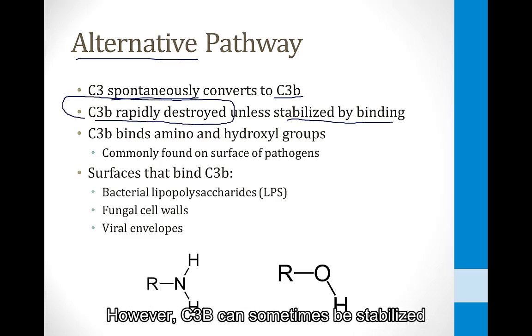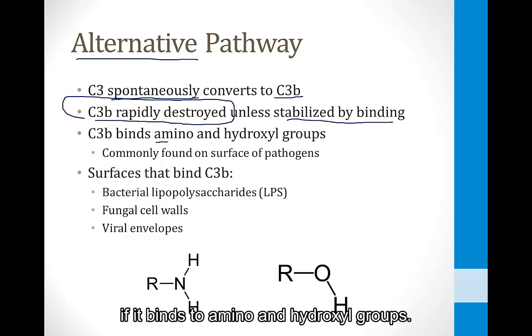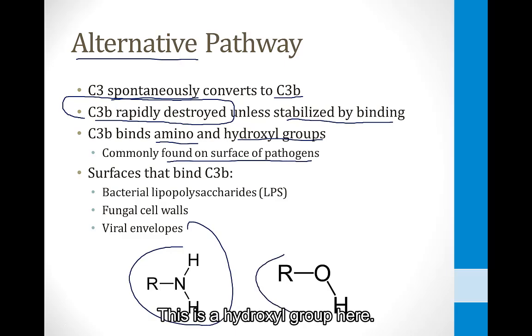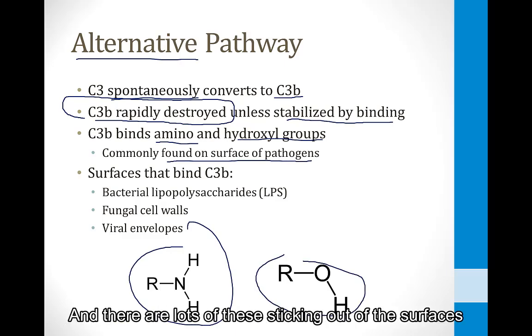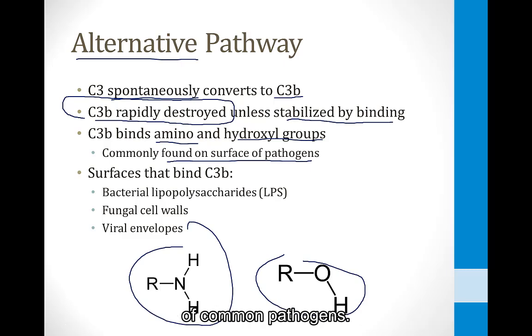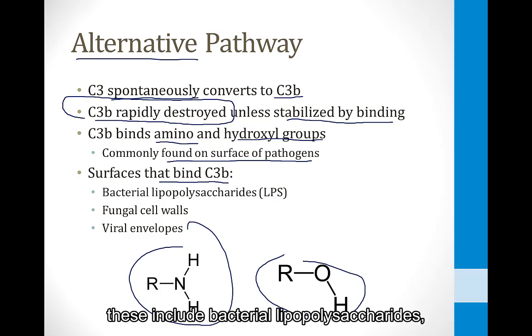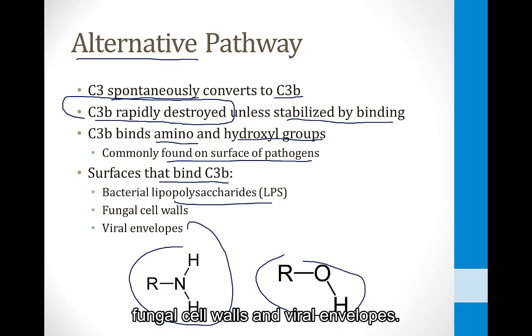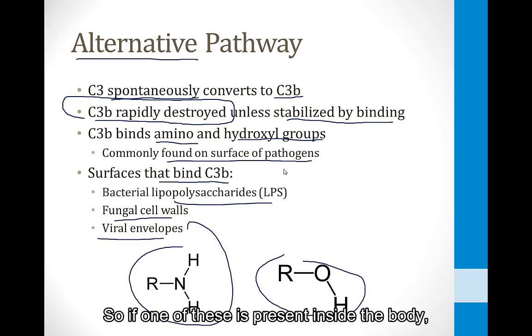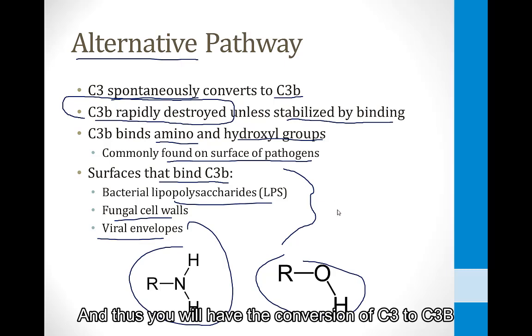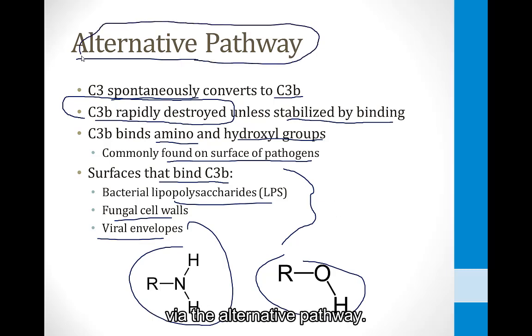However, C3b can sometimes be stabilized if it binds to amino and hydroxyl groups. These are commonly found on the surfaces of pathogens. This is an amino group here, this is a hydroxyl group here, and there are lots of these sticking out of the surfaces of common pathogens. As an example of some of the surfaces that can bind and stabilize C3b, these include bacterial lipopolysaccharides, fungal cell walls, and viral envelopes. So if one of these is present inside the body, C3b will stick to it and become stabilized, and thus you will have the conversion of C3 to C3b via the alternative pathway.